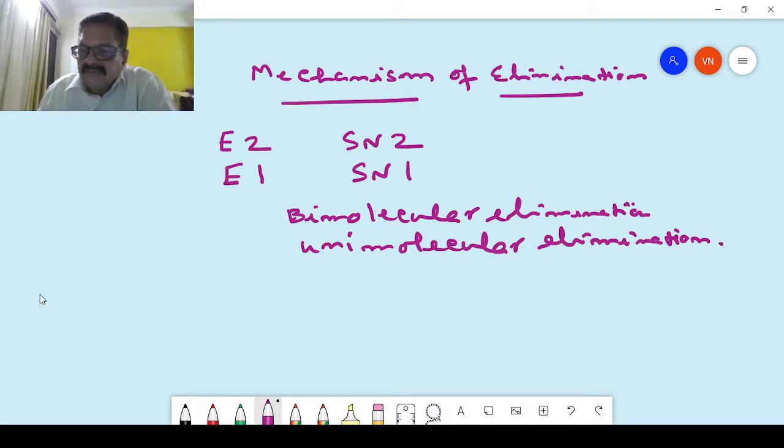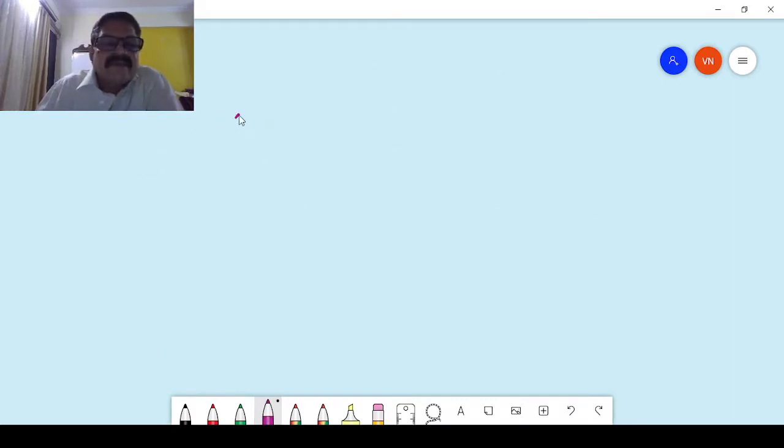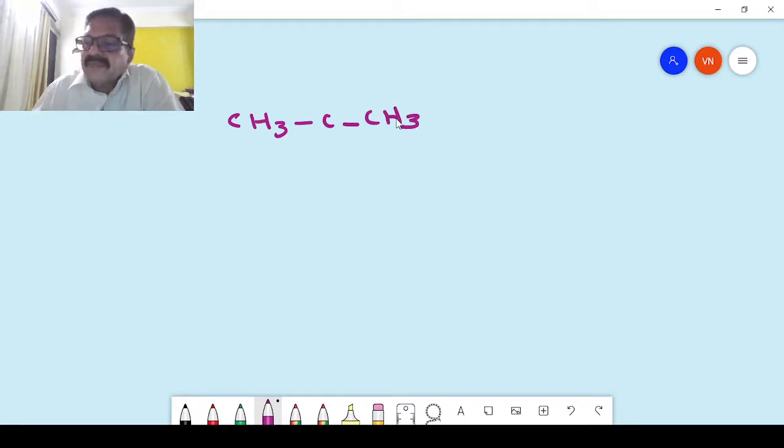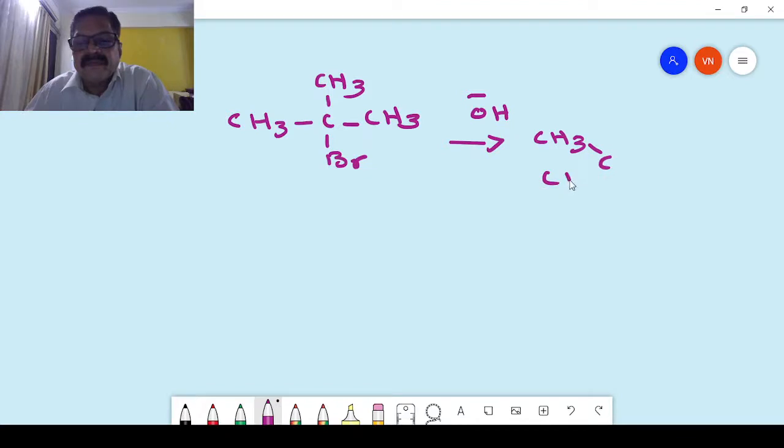So we have seen the kinetics here. Take the example of 2-bromo-2-methylpropane, (CH3)3C-Br, which we have seen. This is reacting with a base, and we will be getting an alkene here. This is actually second order kinetics. This is the E2 mechanism.